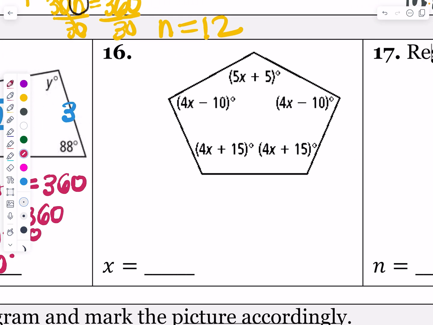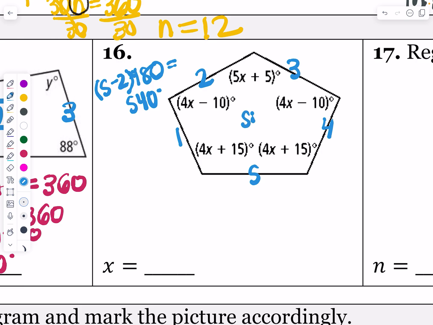All right, number 16, also an irregular polygon, just like all of the others so far. So let me count the number of sides. It looks like a pentagon, but let's count it and check. 1, 2, 3, 4, 5 sides. So we're going to do 5 minus 2 times 180 degrees. 5 minus 2 times 180 is going to give me a sum of 540.